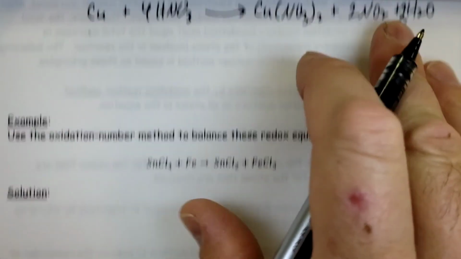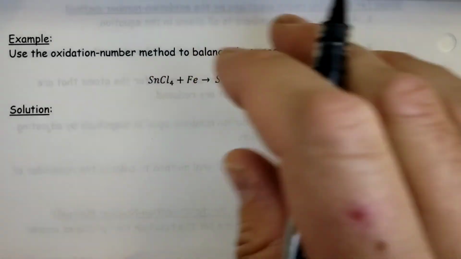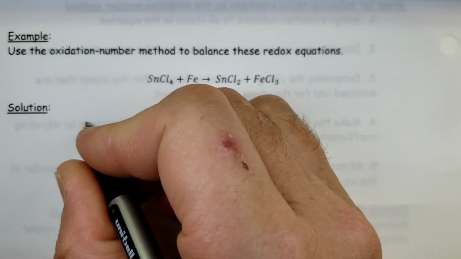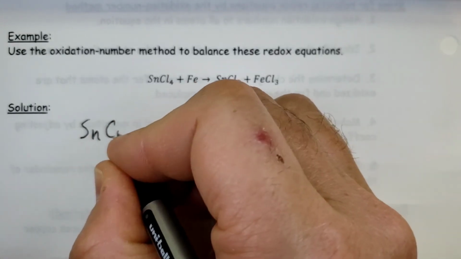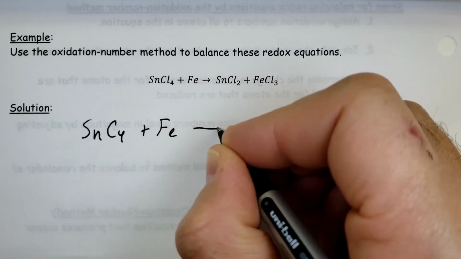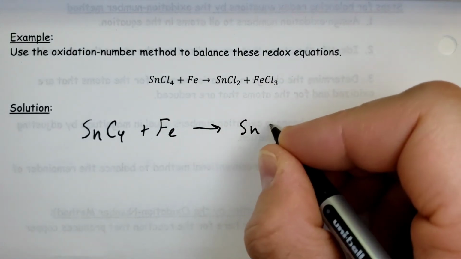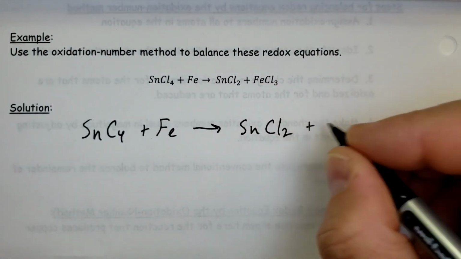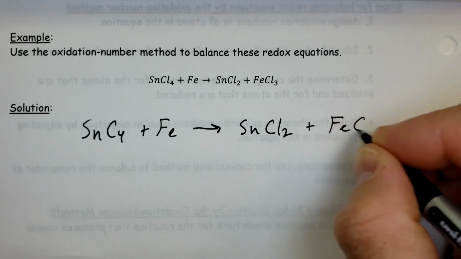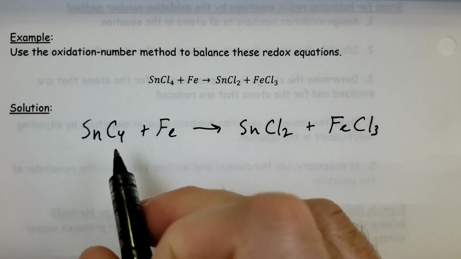Welcome back, Chemistry 30. So we did this example together, and I left you with this one to try. So what I'm going to do is just rewrite this a little bigger, just so that it's easy to write in all the oxidation numbers, write what's reduced, write what's oxidized, etc.